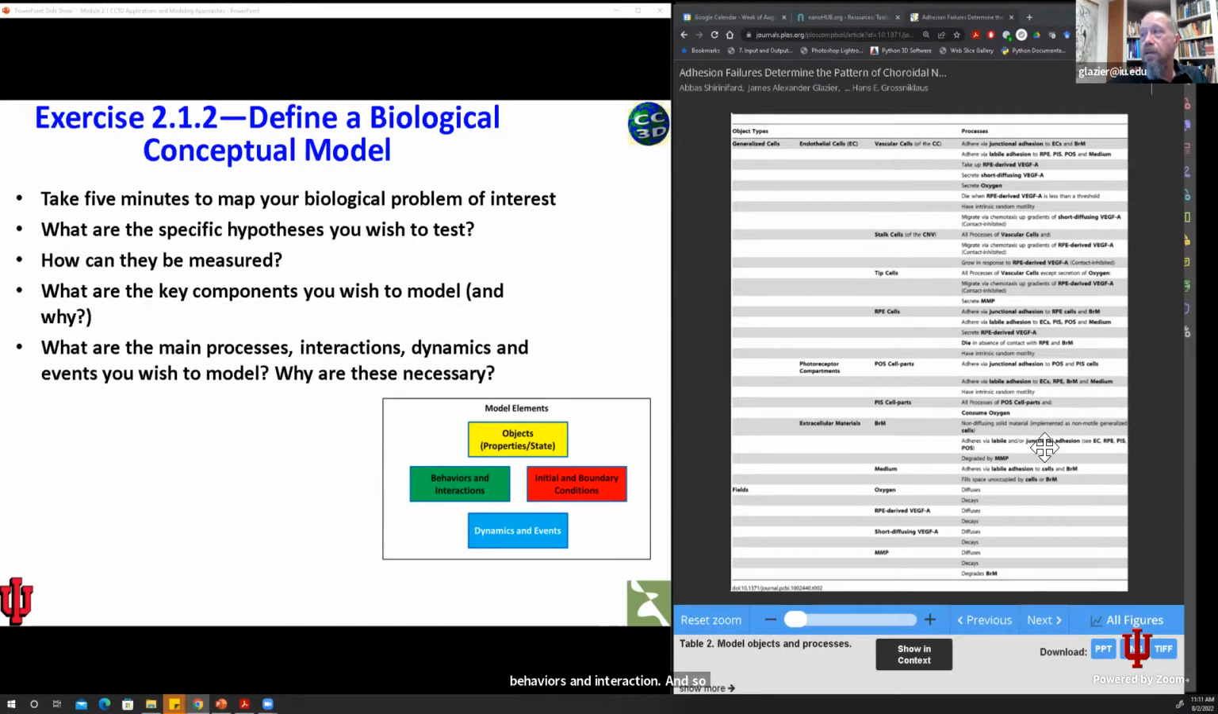And so this is the kind of thing that one would need to do formally to actually build a model, whether that is a conceptual model that you're going to be using to design experiments or a computational model that you're going to run on a computer. And so I thought you might like to see what that kind of thing looks like when it's achieved in a published paper, in this case, this paper on blood vessels.